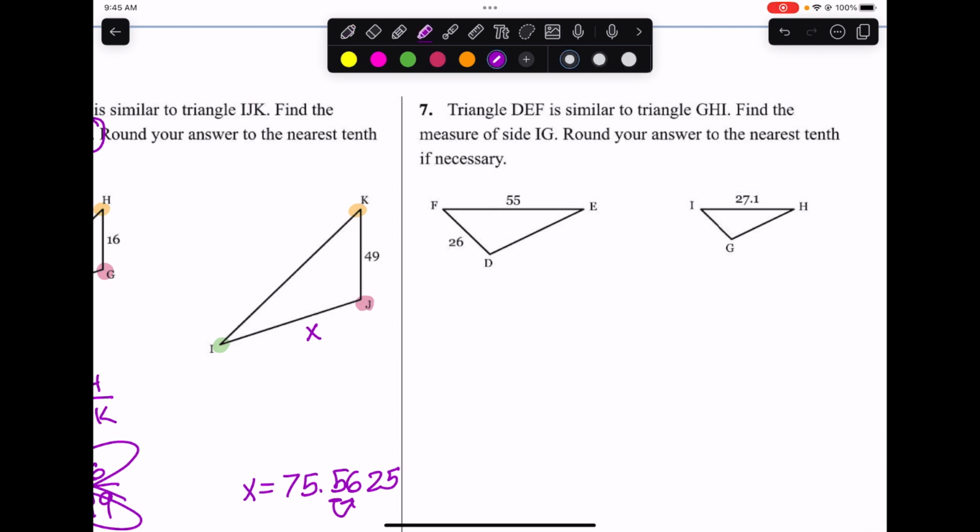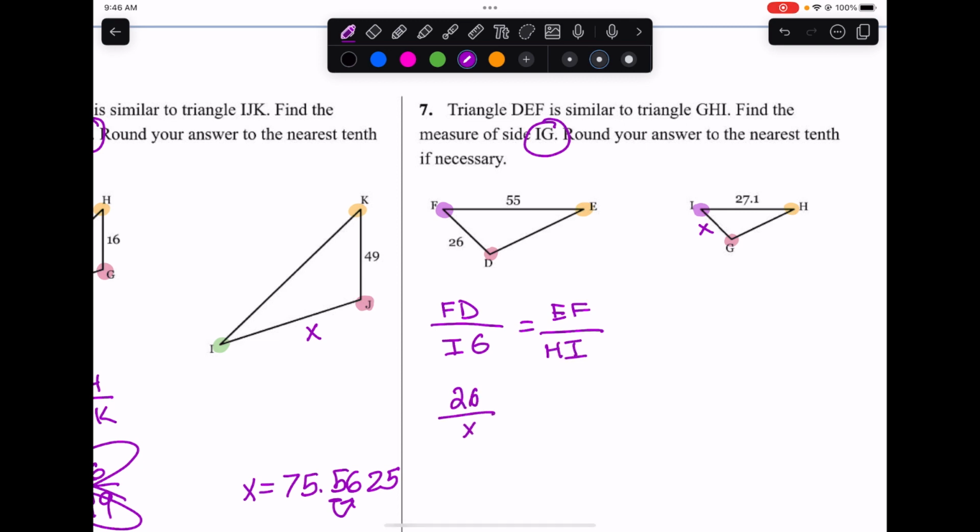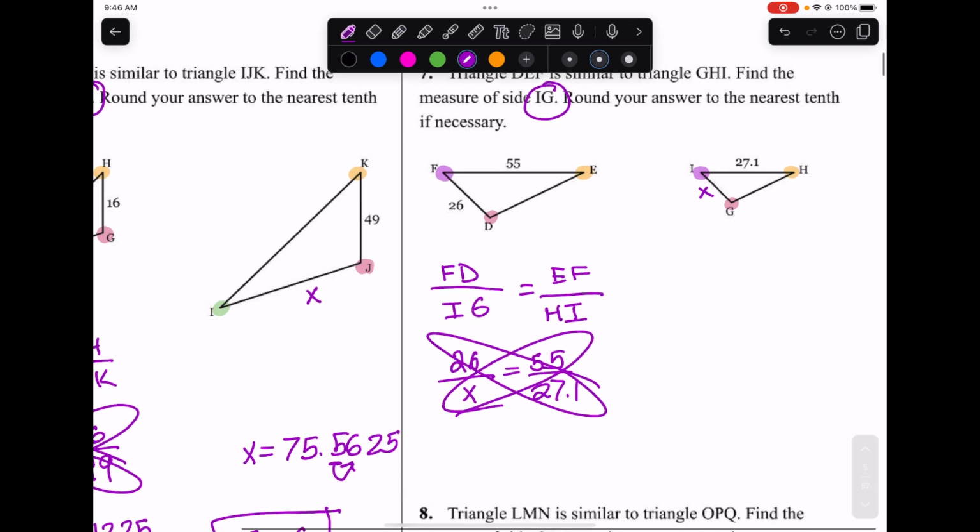Same exact process again, so I'm going to highlight to show my corresponding. F matches I, E matches H, and D matches G. I am looking for IG, so I know that F, D matches I, G, and E, F matches H, I. Fill in what we know. And again, cross multiply and solve.